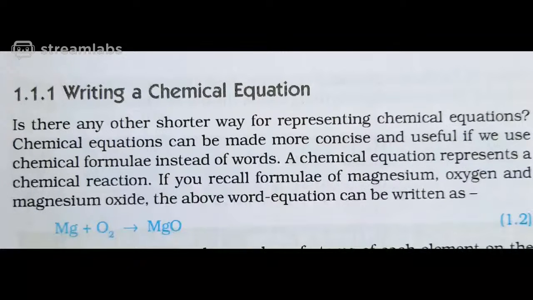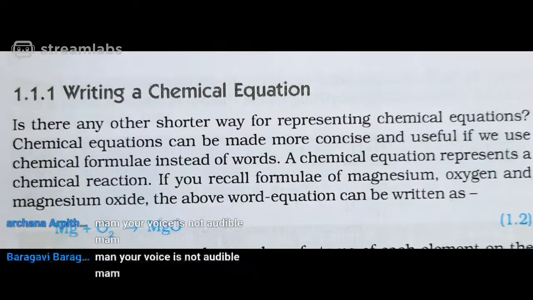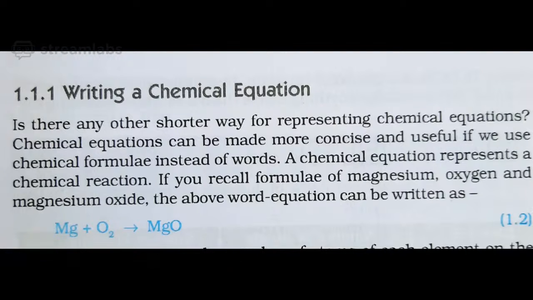Magnesium oxide, it is only 1. So in order to balance it, you write 2 in front of magnesium oxide and 2 in front of magnesium. Then it will become balanced. Now what is a balanced chemical equation? When the number of atoms of each element is the same on both sides, it is known as a balanced chemical equation.